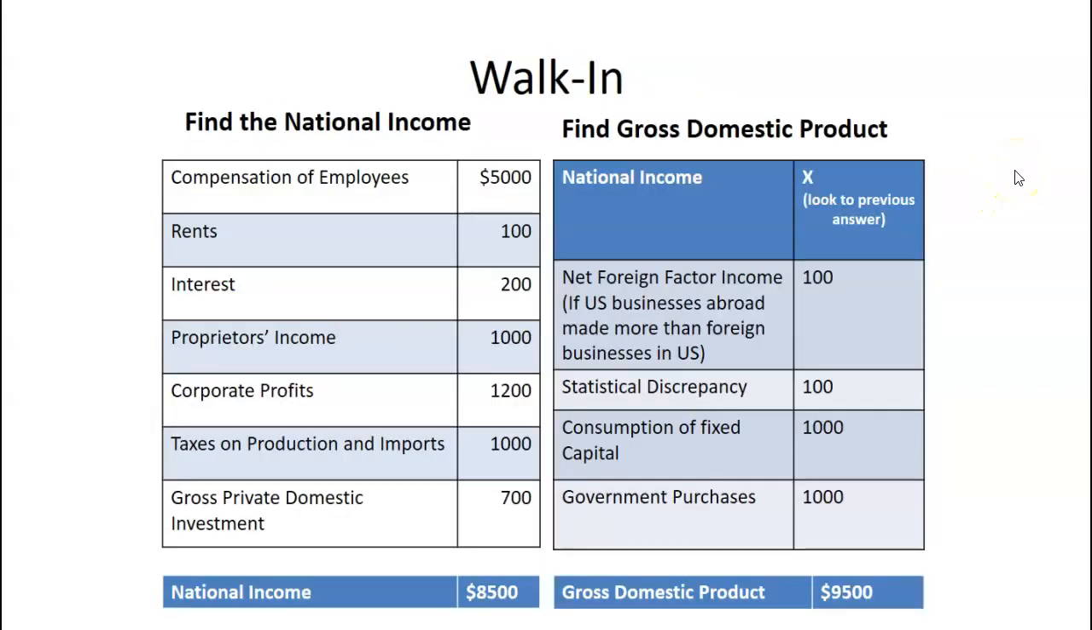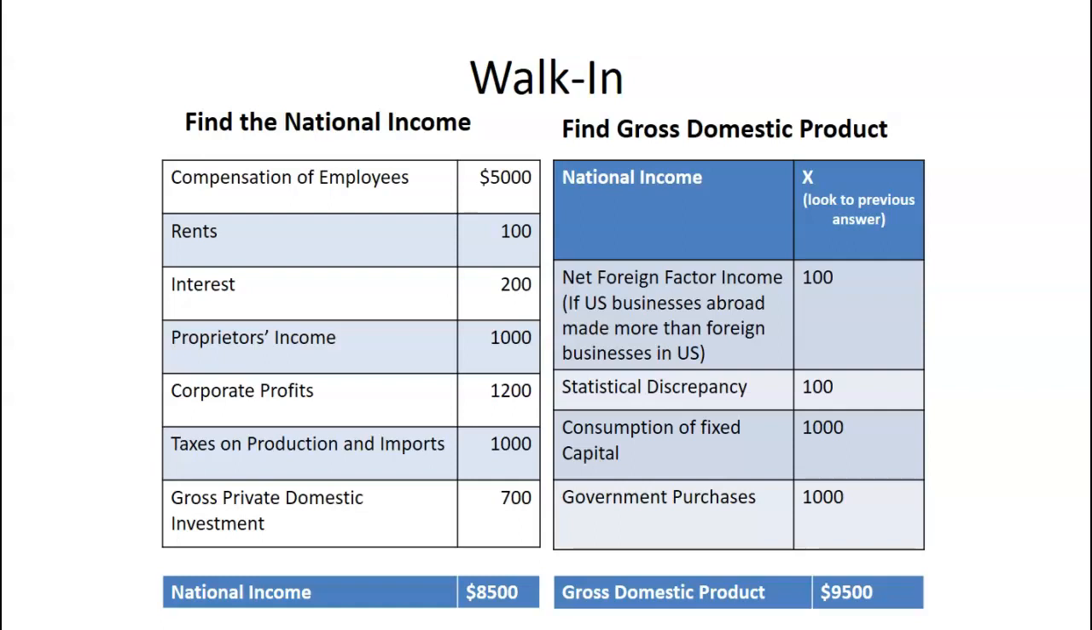So first off, just a little practice walk-in. Just check if you can do this on the left-hand side. We've got the national income. So you've got the compensation of employees, rents, interest, proprietors' income, corporate profit, tax on production and imports. You'd add all of those together, but you would not include the gross private domestic investment because that's part of the expenditure approach. Make sure you understand that. So you end up with the national income.